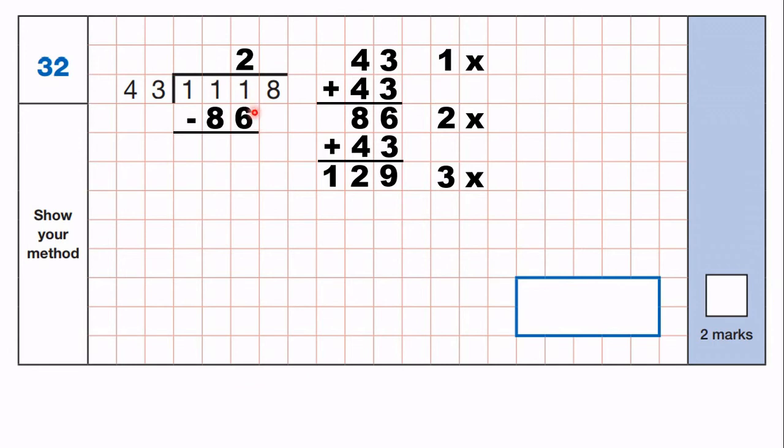We can't do 1 minus 6, so we exchange. And 11 minus 6 is 5.